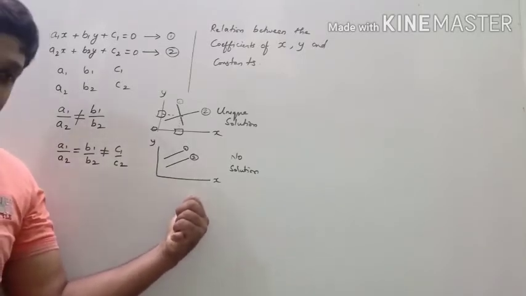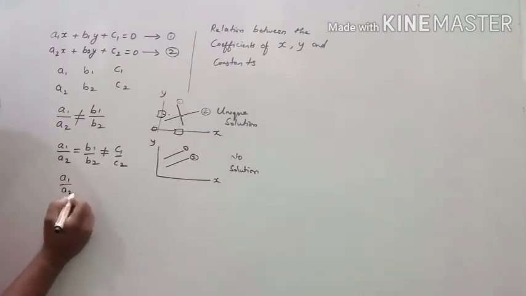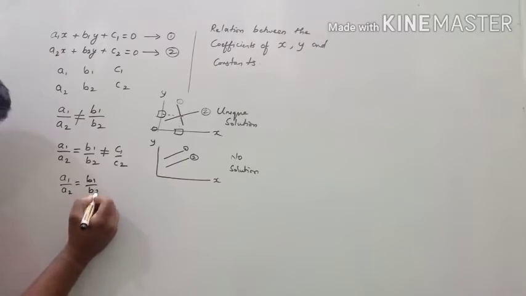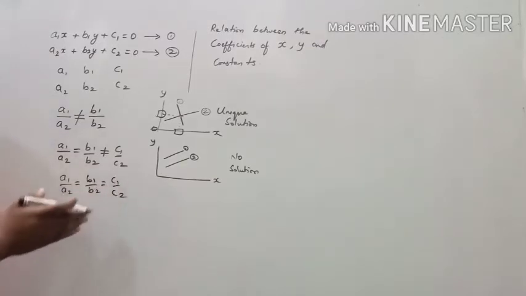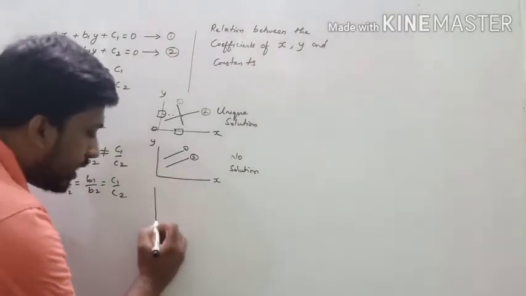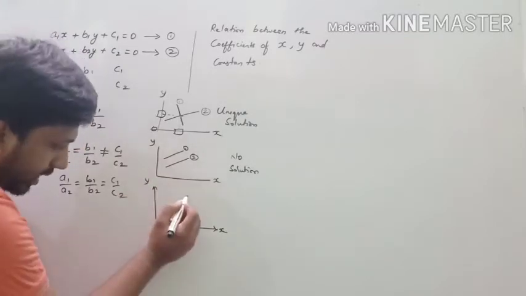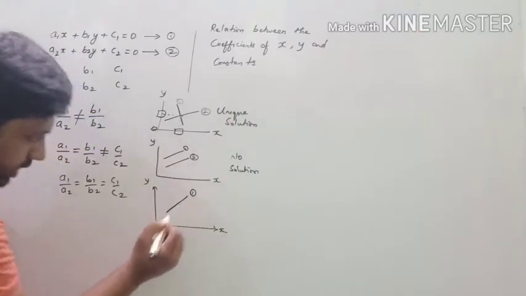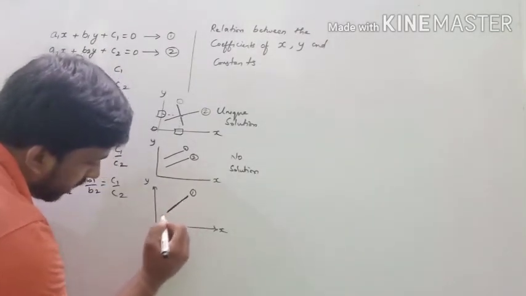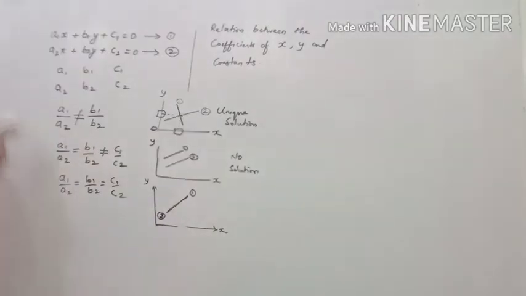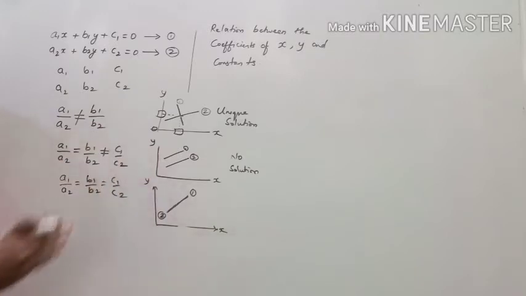It is inconsistent. Coming to the other relation, we have a1 by a2 equal to b1 by b2 equal to c1 by c2. All the three ratios will be equal. If this is the case, then in the coordinate system x and y, the first equation's line will be overlapping on the same line as the second equation. Two equations, two lines, so the two lines will be overlapping and coinciding on each other.